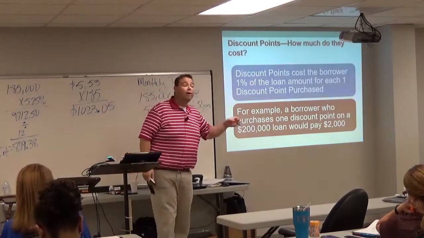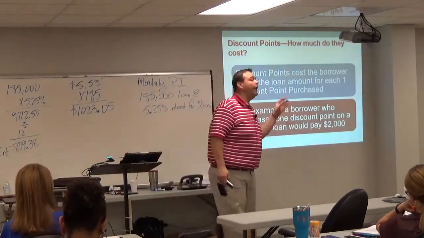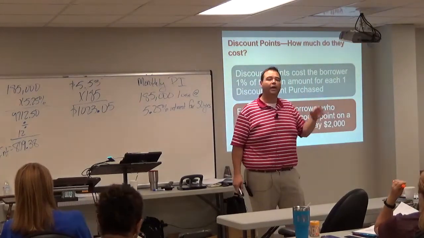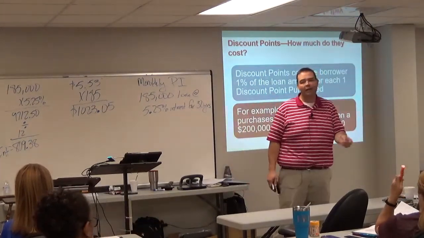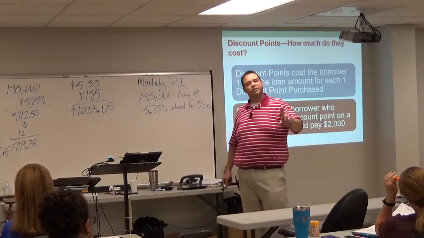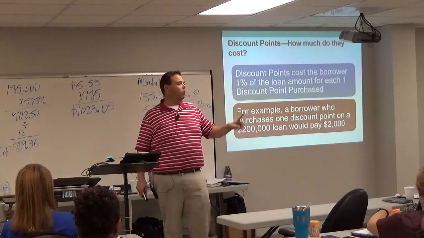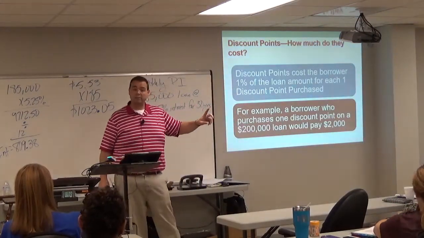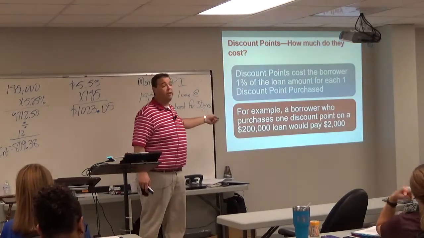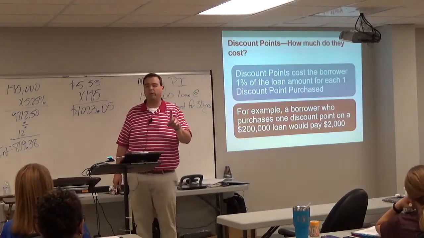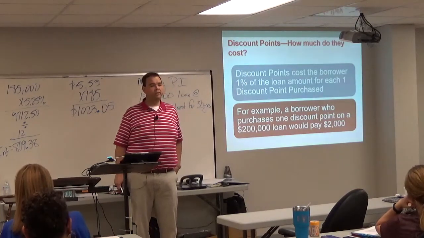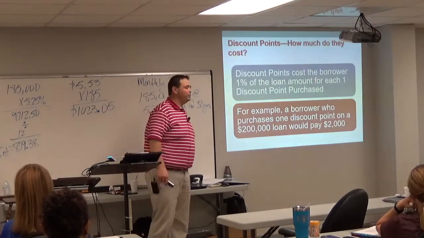So, when we talk about the cost of a discount point, how much do they cost? How much money do you have to fork over out of your pocket as soon as you sign on the dotted line for that loan for one discount point? 1% of what? The loan amount, not the purchase price, the loan amount. So if we're borrowing $200,000, how much is that one discount point going to cost? We have to write a check for $2,000 for that one discount point. What if we're buying 3 discount points?